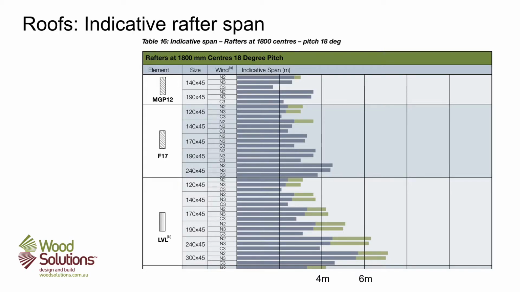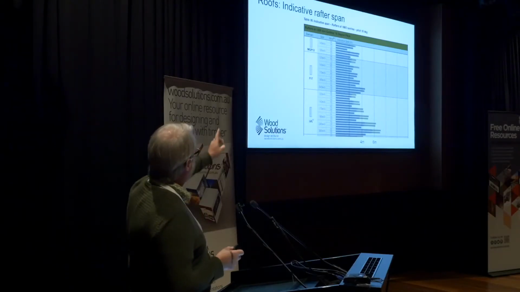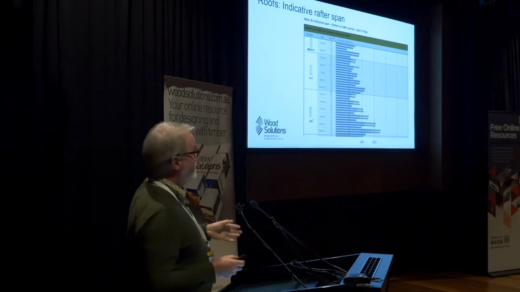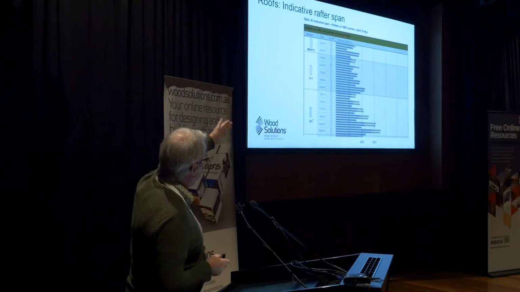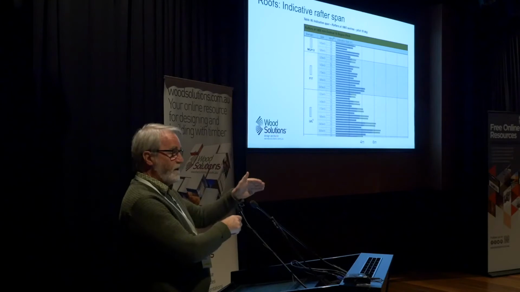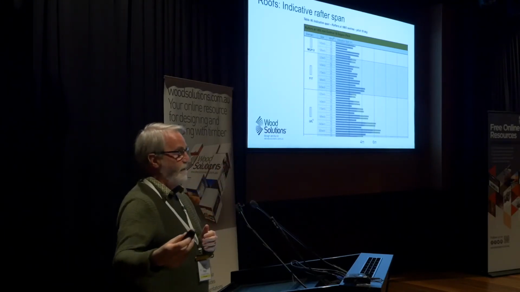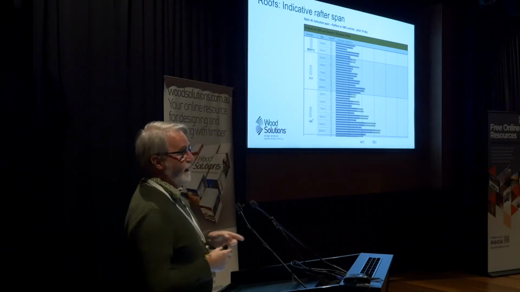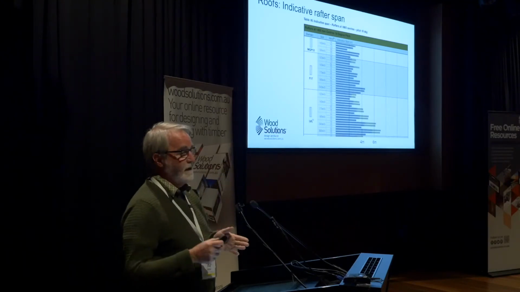So we then provide span tables for things like indicative rafter spans, and we use a couple of standard spacings, an 18-degree pitch, and then we use a range of different materials to give you guidance as to if you've got this material of this size in this wind classification, it's likely to go about that far. So the grey bar is single span, the extension into the green bar is if you've got a continuous span.